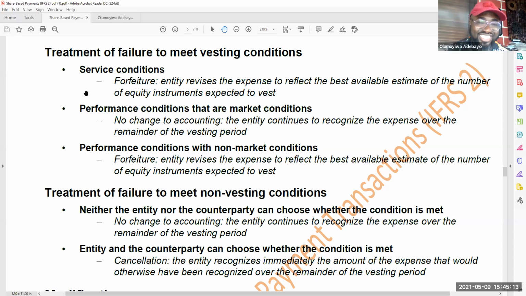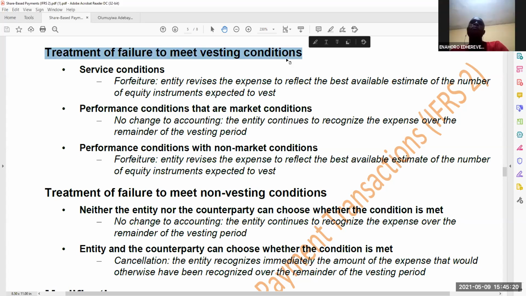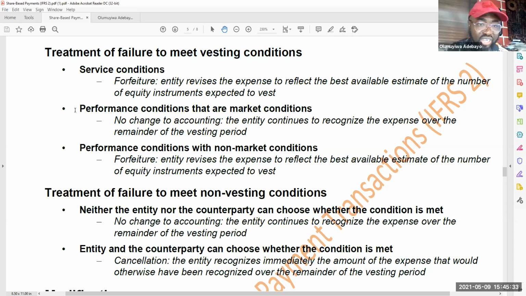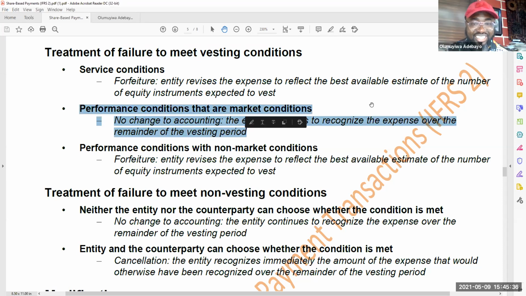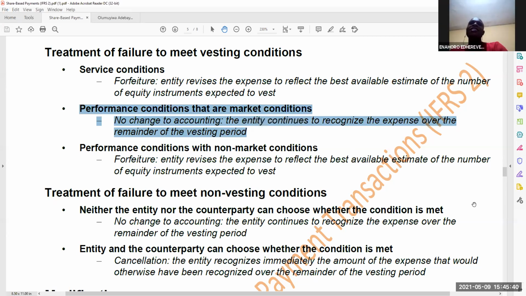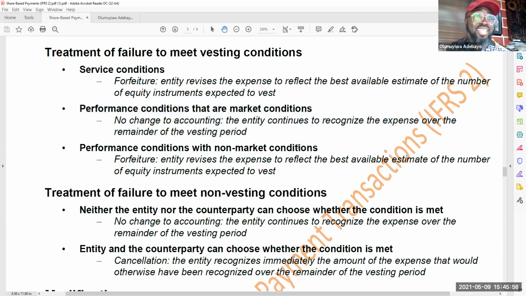Now, what is the heading here again? Read the heading. Treatment of failure to meet vesting conditions. Now repeat what you have read here, and let us discuss it. It says performance conditions that are market conditions: no change to accounting. The entity continues to recognize the expense over the remainder of the vesting period. Can you tell me what that is and why it is the position taken by the standard?